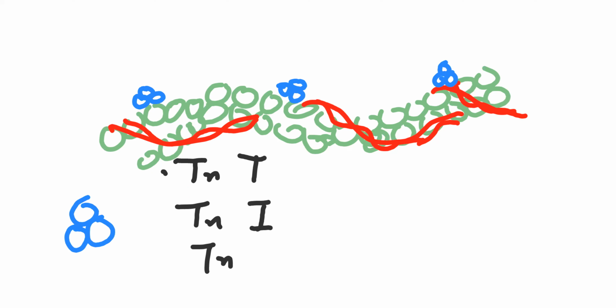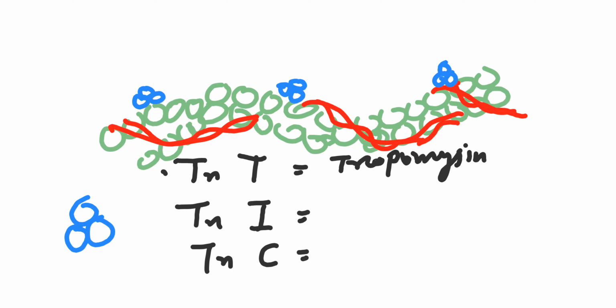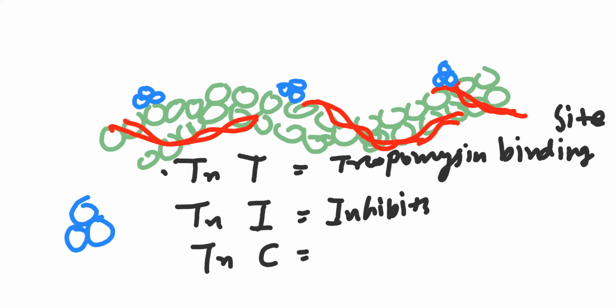In this troponin, there are 3 subunits. One of them is troponin T. Another one is called troponin I. And the third is known as troponin C. Out of which the troponin T subunit is a tropomyosin binding site. Troponin I is the one to inhibit ATPase activity.